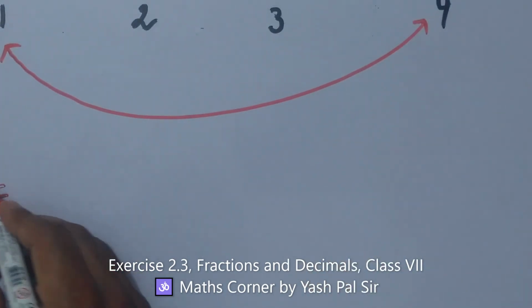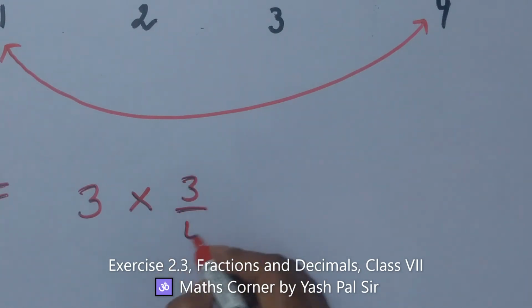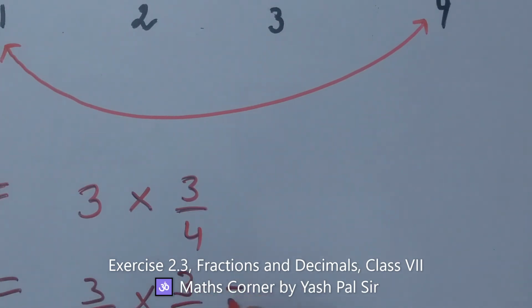So what we can do here is 3 into 3 by 4. The answer is 3 by 1 into 3 by 4. So 3 into 3 divided by 4, which is 9 divided by 4. Here 9 is greater. 9 divided by 4: 4 twos are 8. 1 is the remainder. The final answer is 2 and 1 by 4 meter.